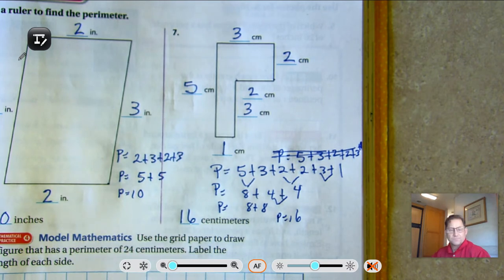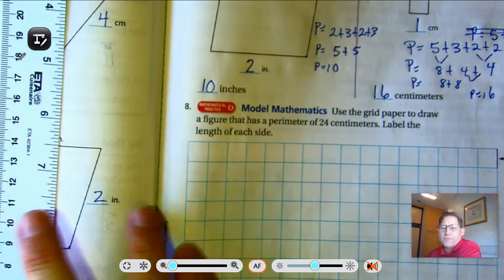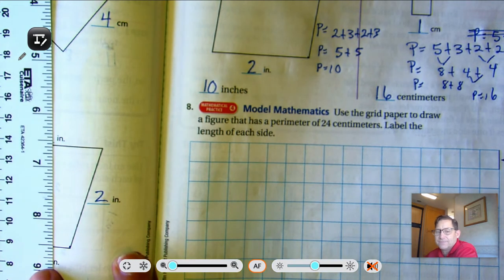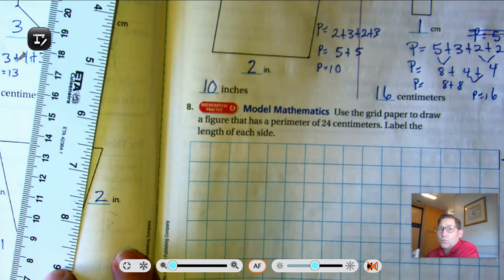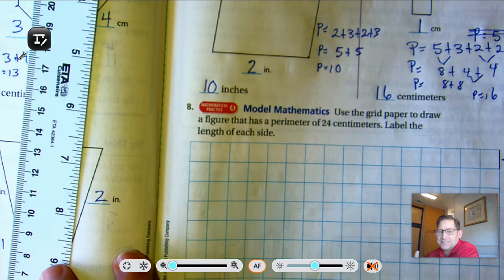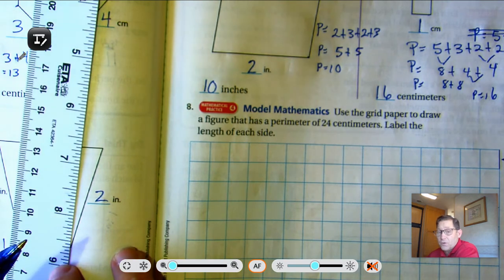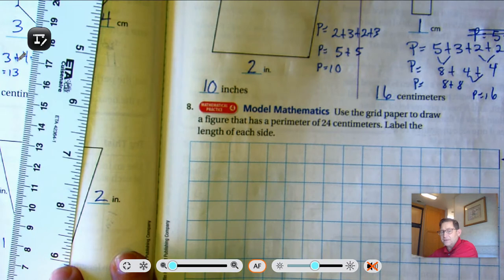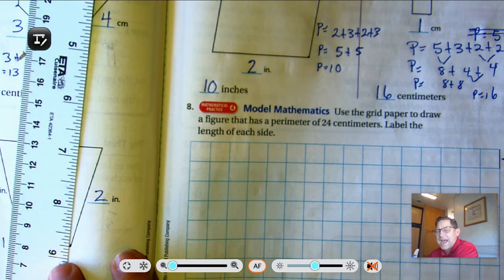Use the grid paper to draw a figure that has a perimeter of 24 centimeters. Label the length of each side. To draw a figure that has a perimeter of 24 centimeters, what we want to do is go around our shape that has 24. Now, if we think in terms of a rectangle, we know that 2 of the sides equal the other 2 sides. So I could take half of 24. What's half of 24?